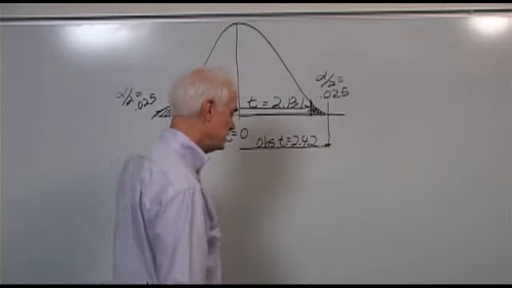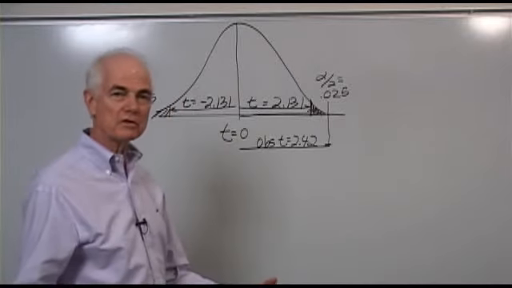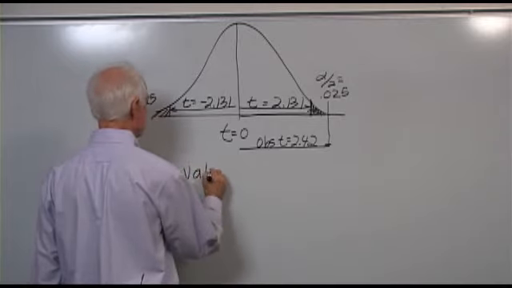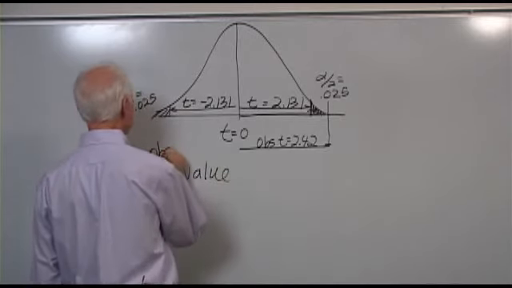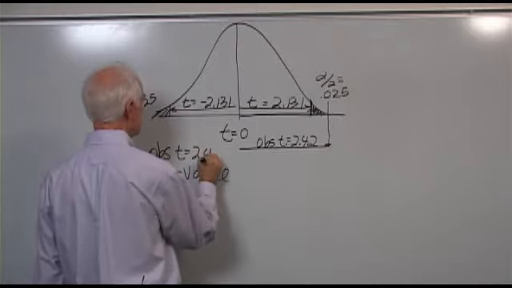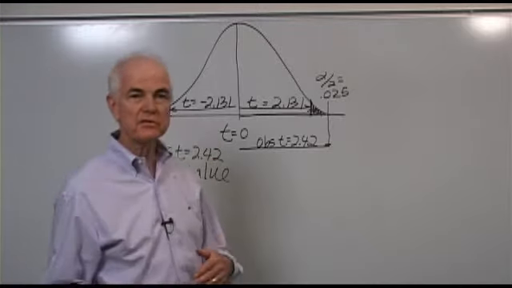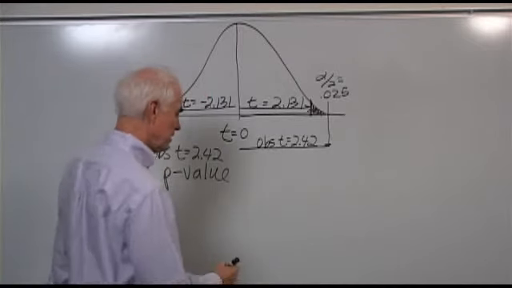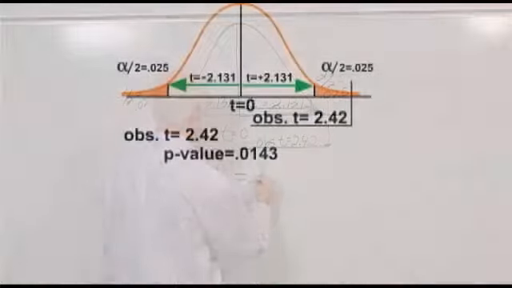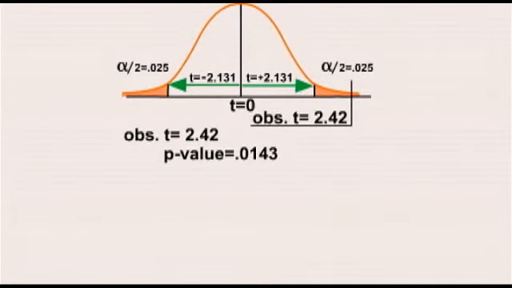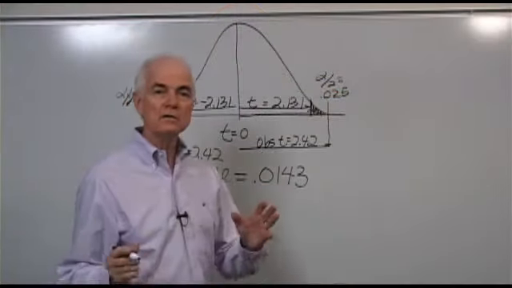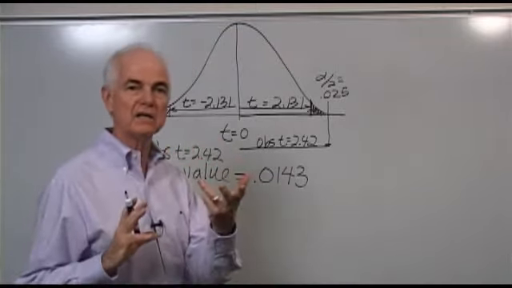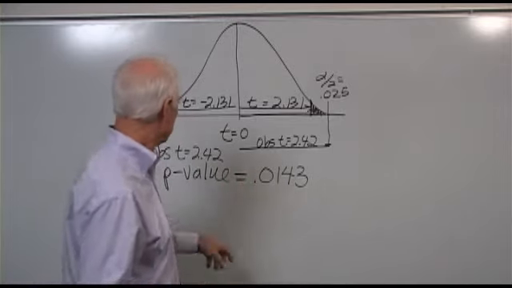Now, if we have a computer available, we can actually determine the p-value associated with our observed t of 2.42. The tables that we have for t in our text are not complete enough to allow us to do this, but the computer can do it for us. Computer is showing a p-value of 0.0143.